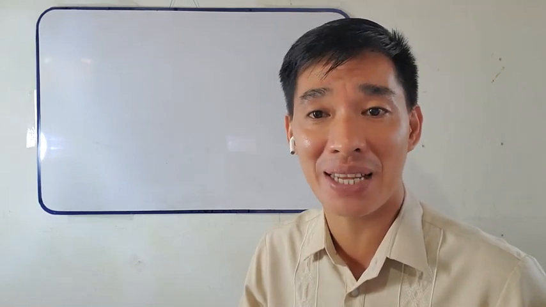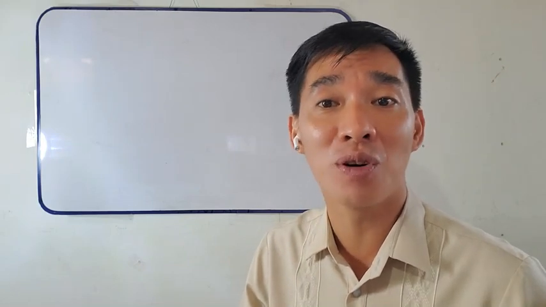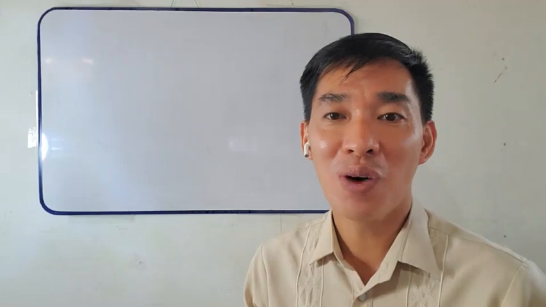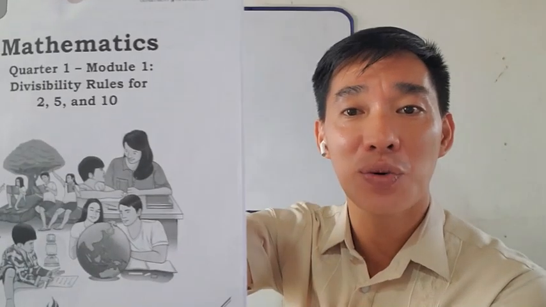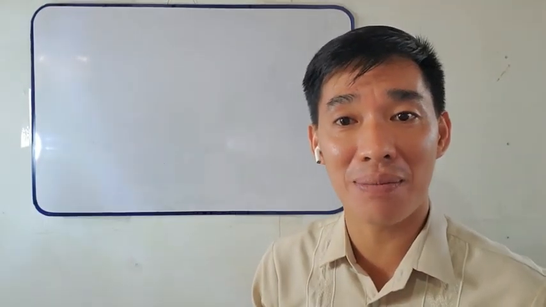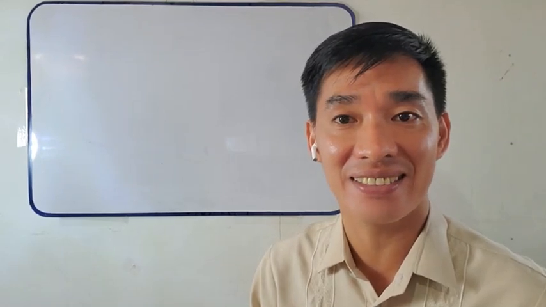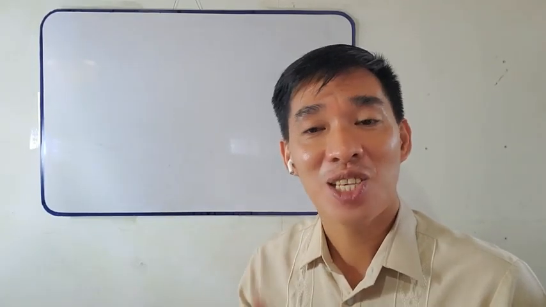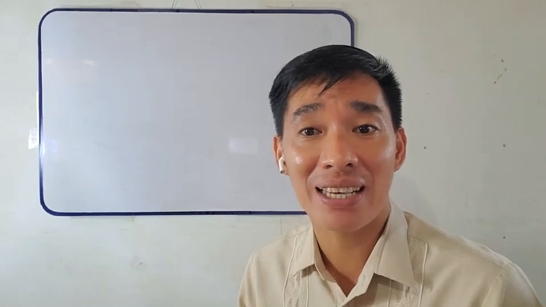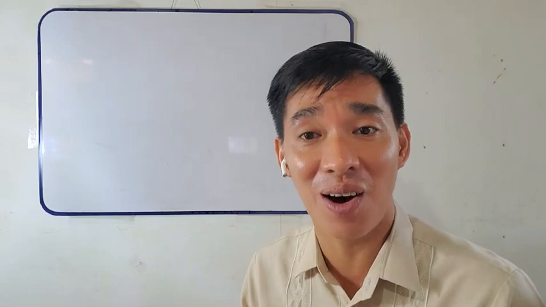For our first session, which will cover the first week of the first quarter in Mathematics 5, we will be discussing two modules, Module 1 and Module 2. Module 1 is about divisibility rules for 2, 5, and 10, while Module 2 is about divisibility rules for 3, 6, and 9. Are you now ready? Let's start the ball rolling.